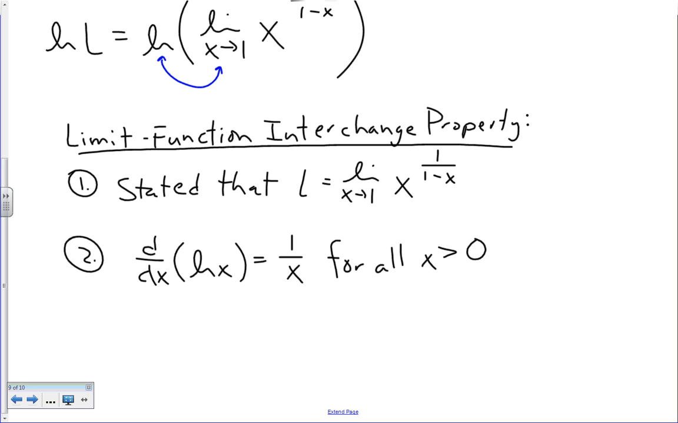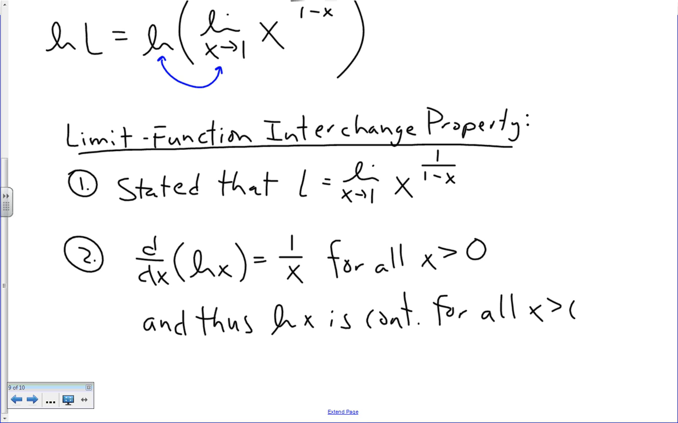So that means it's differentiable for all x greater than 0, and thus it's continuous for all x greater than 0. Differentiability implies continuity, and we get that this thing is continuous regardless of what L is there. This is the same thing that's going to apply for every single problem that we do. So I'm doing this once for you to show you why we meet the limit function interchange property. You should understand why that is.